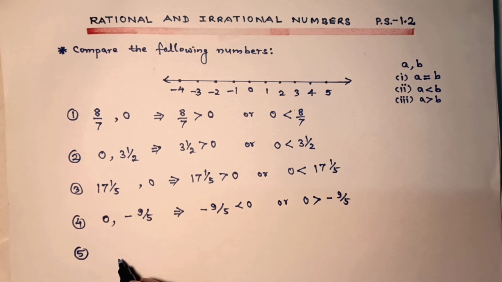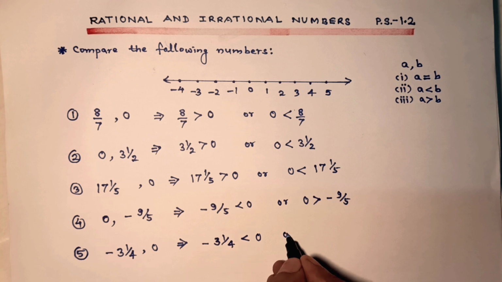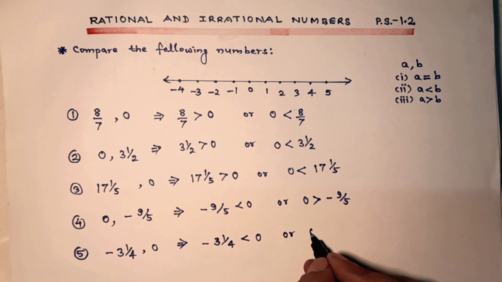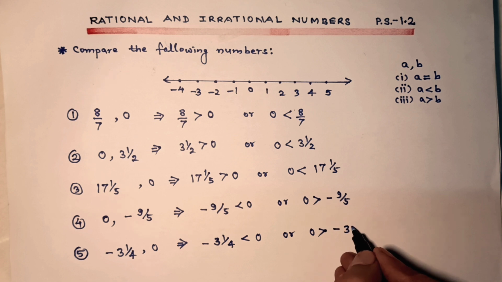Next question. Suppose I take minus 13/4 and 0. You don't have to worry, you just have to see the sign. This is negative and this is 0. So you can say minus 13/4 is less than 0, or you can say 0 is bigger than minus 13/4.